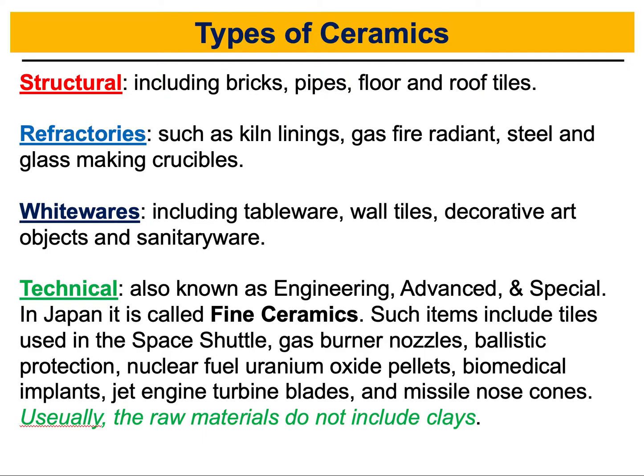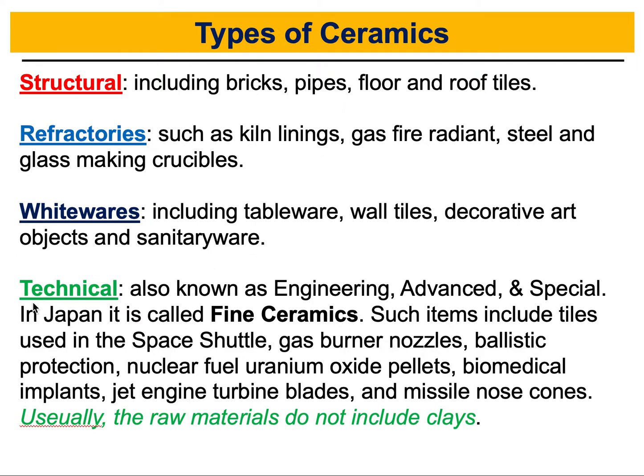So we have structural ceramics. Those are the types of ceramics including bricks, pipes, floors, and roof tiles. Everybody is familiar with that. We have also something called refractories. Refractories are the pieces of materials or elements that can withstand a lot of heat. So we have some kiln linings, gas fire radiant, steel, and glass making crucibles. These are parts or pieces of equipment that withstand a lot of heat. That's why we use ceramics there. Also, we have something called the whitewares, including the tableware, wall tiles, decorative art objects. So we are also familiar with that.